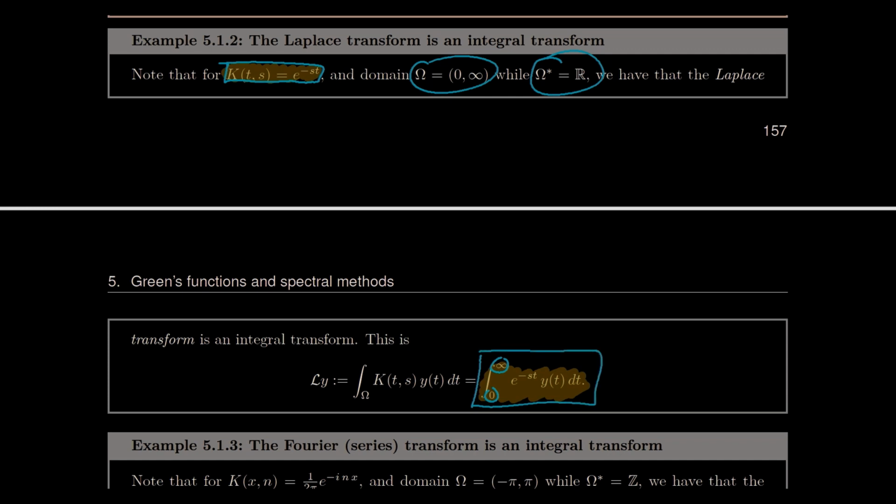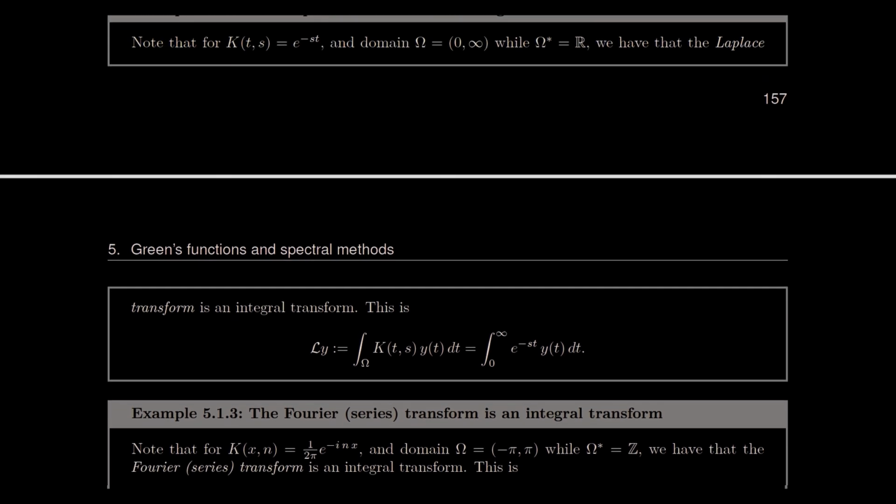So the integral transform defined by that kernel, that domain, and that second domain, which we technically call the dual space sometimes. The Pontryagin dual is sometimes how you refer to it, but whatever you want to call omega star, you can call omega star. The image domain, perhaps. But that'll be the Laplace transform.